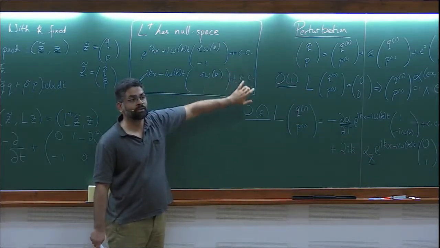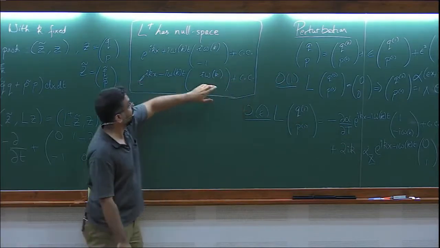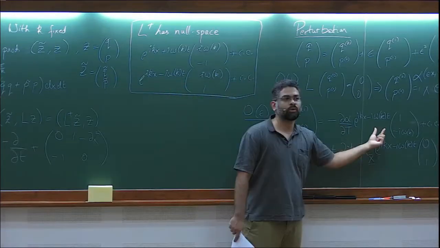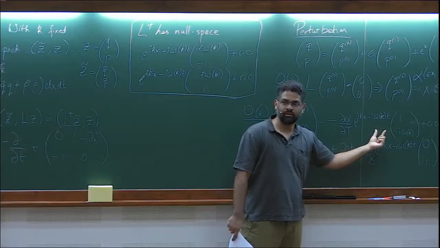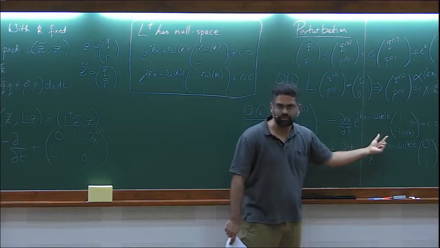Now let's go to the complex conjugates. The complex conjugate of this guy will have a minus here and a minus here. So the e to the ikx will cancel, and I'll get e to the minus 2 I omega kt, which I will integrate over a period, which will be 0.